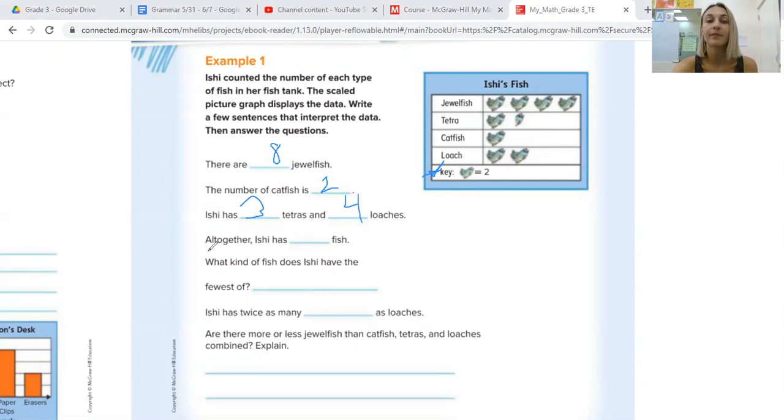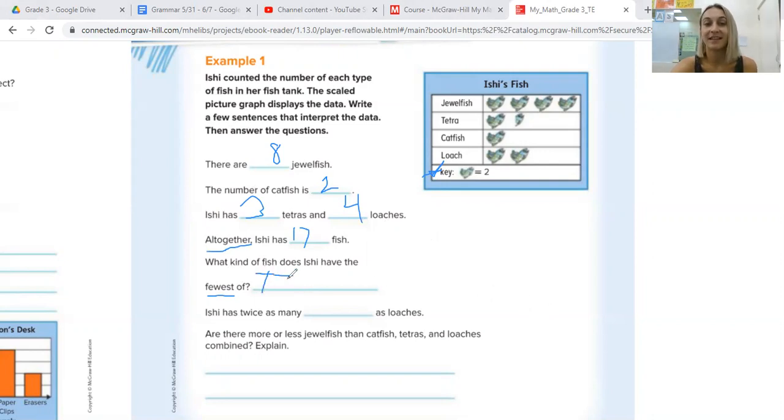All together, Ishi has how many fish? So we need to add these all together. 8 plus 2 is 10, plus 3 is 13, plus 4 is 17 fish. What kind of fish does Ishi have the fewest of? Fewest means the smallest number. So which one has the smallest amount?